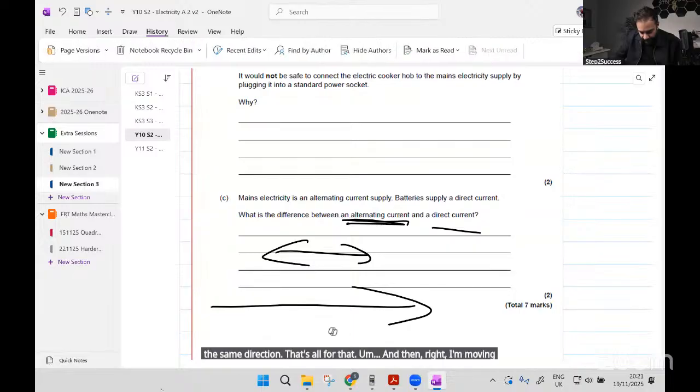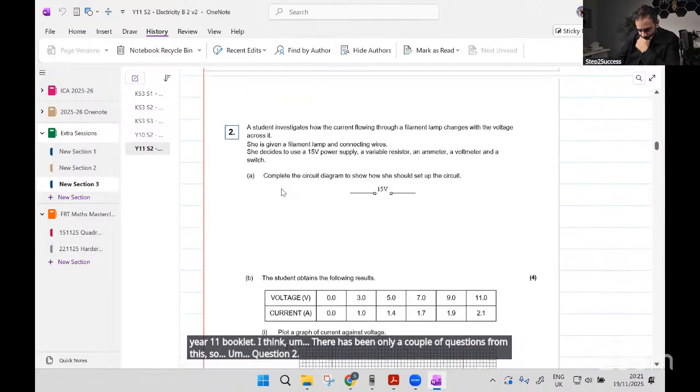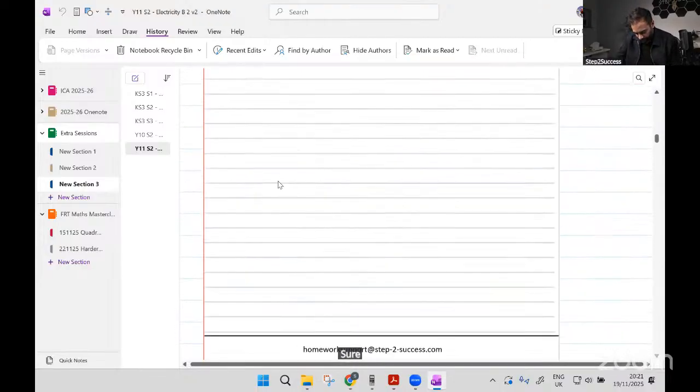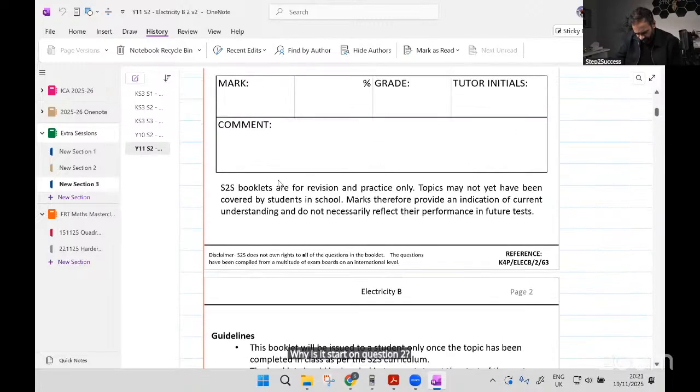Year 11 booklet. I think there's been only a couple of questions from this. So, question two. Horrible. Why does it start on question two? Okay.